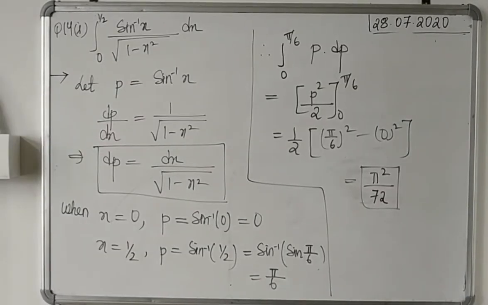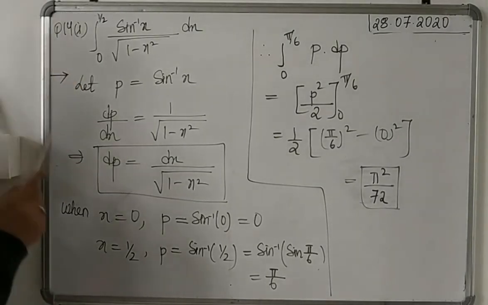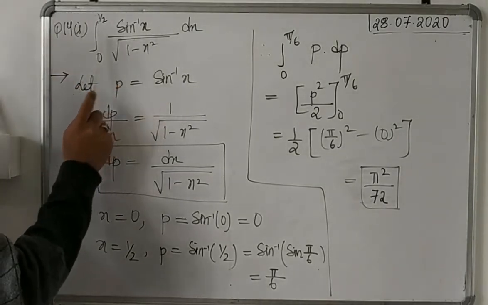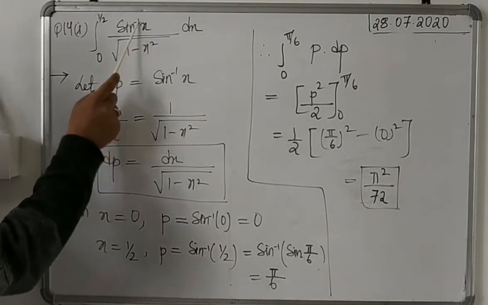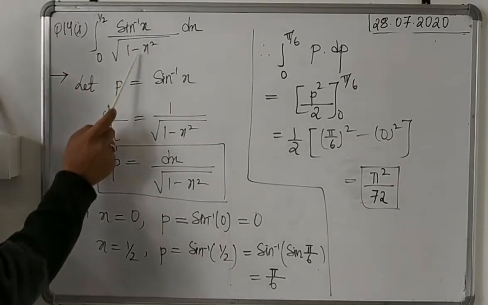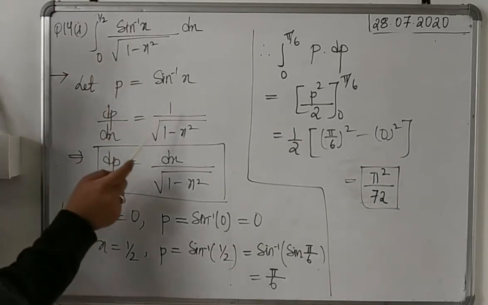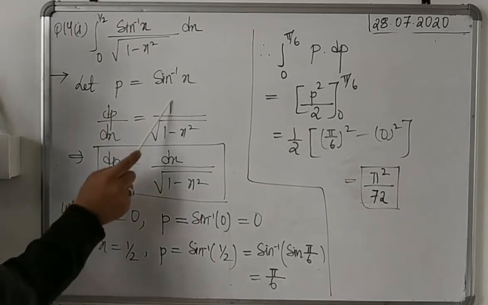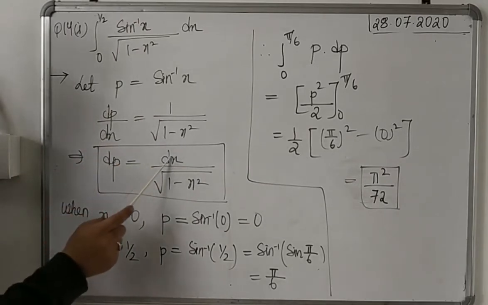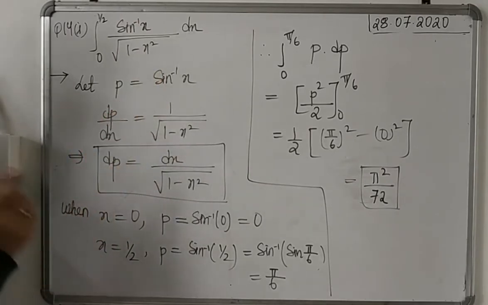Alright, let's go to the next question. It's a bit easy type of question. Number 14, integral from 0 to half of sine inverse x by root 1 minus x squared. Just look at them, the numerator and denominator. There is a relation. Sine inverse x differentiation is 1 by root 1 minus x squared. So assumption is p equals sine inverse x. dp by dx is this. So dp equals dx by this.